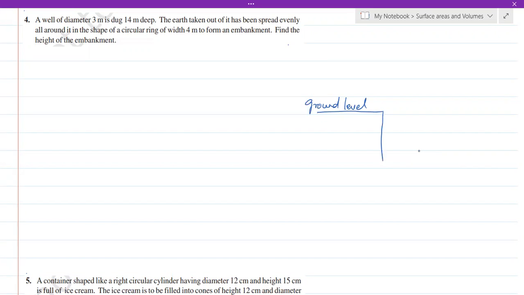Now here we have dug a well. So we have a well here. This is the ground level. The depth of the well is 14 meter. That will be the height. The diameter is given as, let me take it as small d, which is 3 meter. The radius will become 3 by 2 meters.